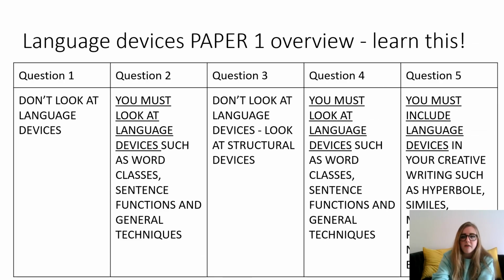Okay, and then just as a quick overview. Question 1, don't look at language devices. Question 2, you must look at language devices. Question 3, don't look at language devices because you're looking at structural devices. Question 4, you must look at language devices. Question 5, you must include language and structural devices in your creative writing. Again, this might be quite useful for you to screenshot, write down in your notes, maybe make some flashcards on it. I don't know, whatever you want to do.